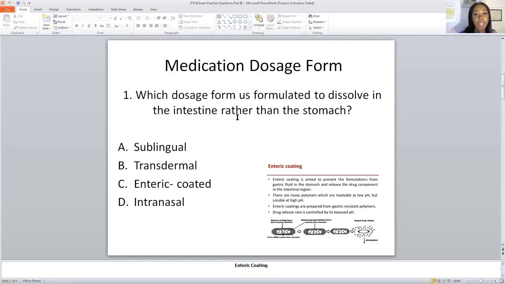I had a friend that asked to see this in Washington, D.C. I hope this is helping you. This is your question, okay? Hopefully you're getting this. But remember, it is always the enteric-coated tablet that is going to bypass the stomach and go into the intestines, okay?